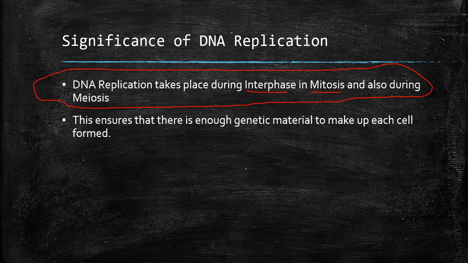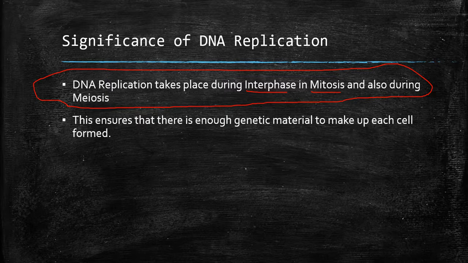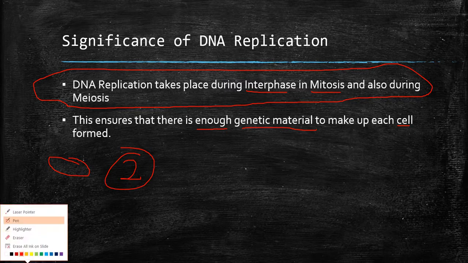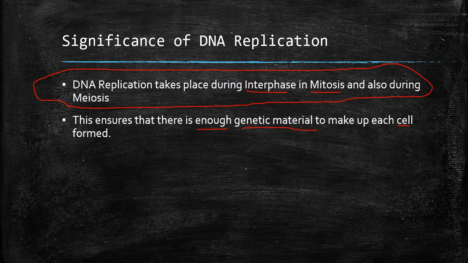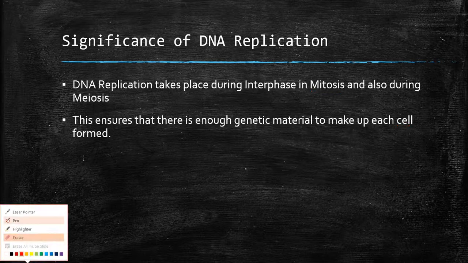Now during mitosis, remember I gave you the example of your skin healing itself. This DNA replication ensures that the genetic material formed to make up each cell is exactly the same, and it also makes sure that there is enough. So imagine that if after DNA replication only one is formed instead of two, there wouldn't be enough genetic material to form the new cell. So that is the significance of DNA replication.